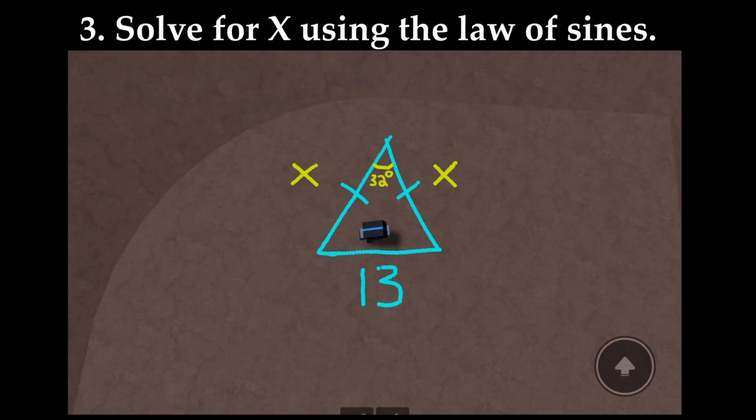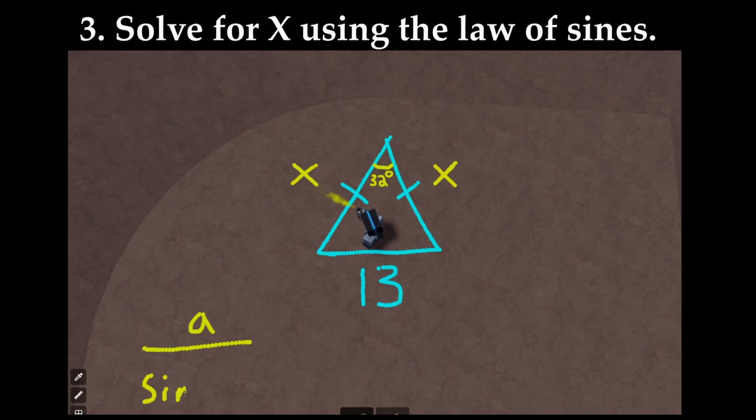In this problem, we have a triangle with side lengths of x, x, and 13, and an angle of 32 degrees up at the top. To solve for x, we're going to want to use the law of sines. So the law of sines says that if you have a side A, and you divide it by sine of big A, the angle opposite to side A, that is equal to side length B, divided by the sine of angle B, big B, where big B is the angle opposite to side B.